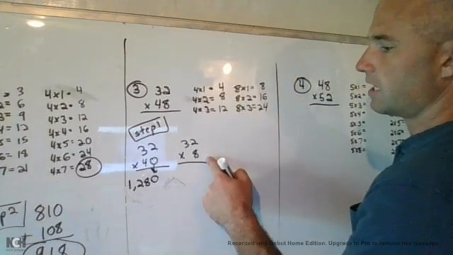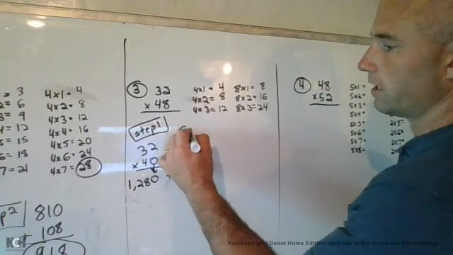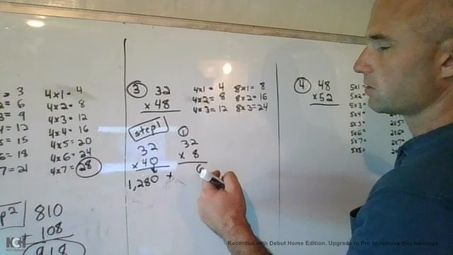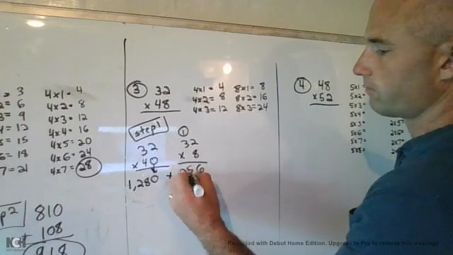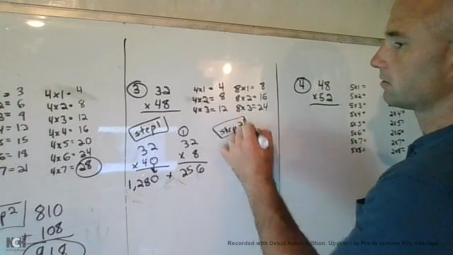And then 32 times 8. 8 times 2 is 16. Carry the 1. Oh, did you do it? Did you carry that 1? 8 times 3 is 24 plus 1 equals 25. And second step is adding them together.